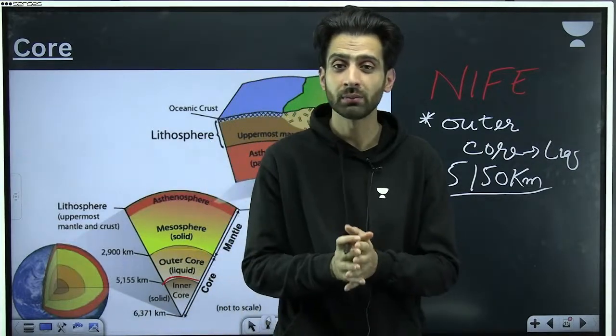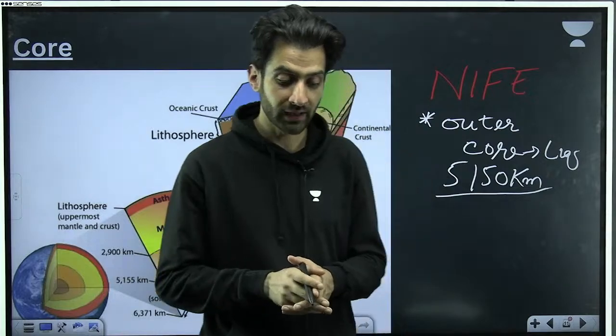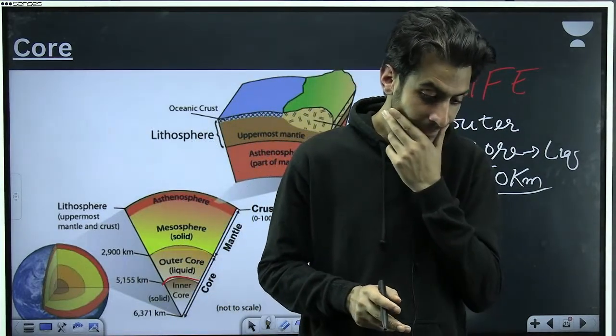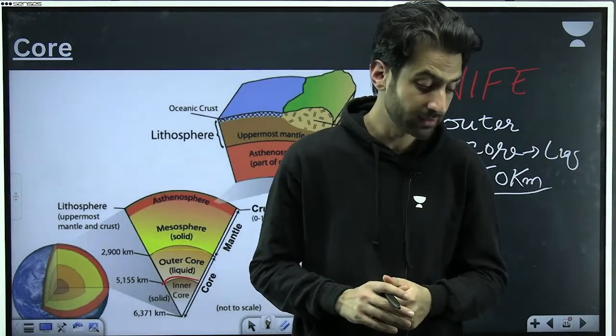This is what we are talking about, the outer core. Is it clear? The outer core is liquid because of iron and nickel. Okay, any questions? We're moving towards the last layer. So if you have any question up until now, you can ask.